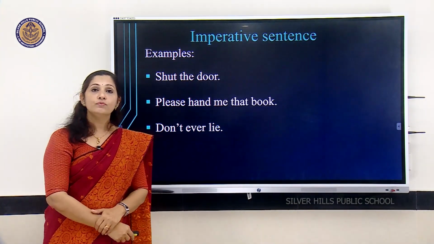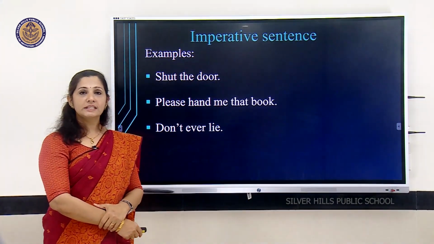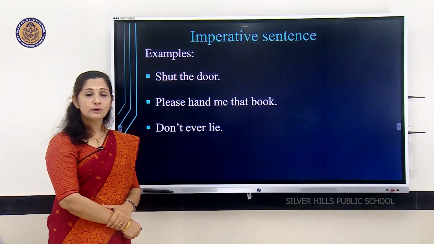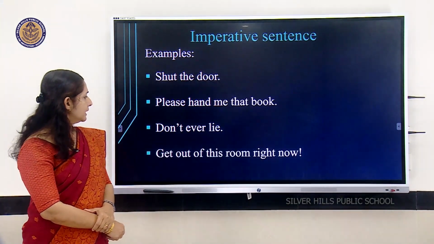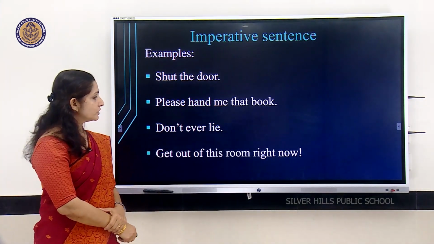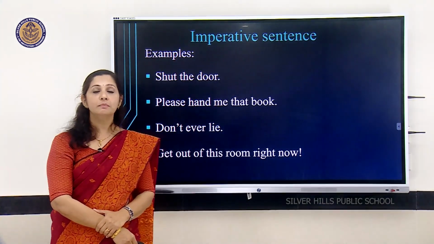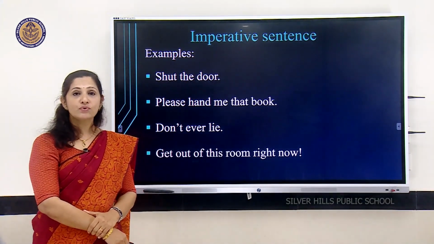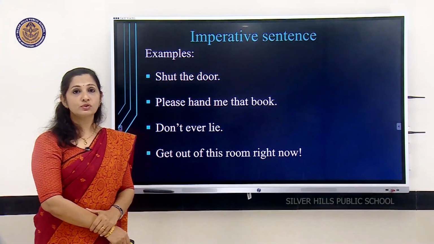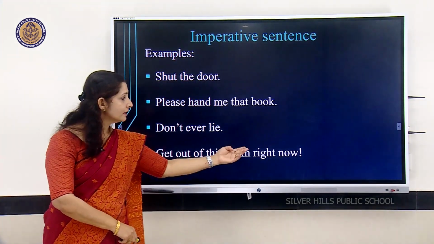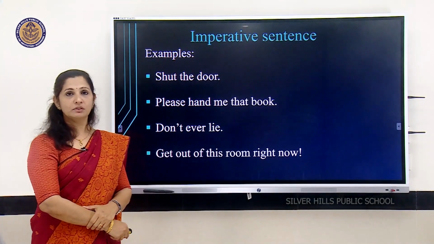Up till now, we have discussed imperative sentences ending in a full stop. Now, let's look at the next one. Get out of this room right now. This is an imperative sentence ending in an exclamation mark. It is because there is a strong feeling or emotion associated with this command. That is why it ends in an exclamation mark.